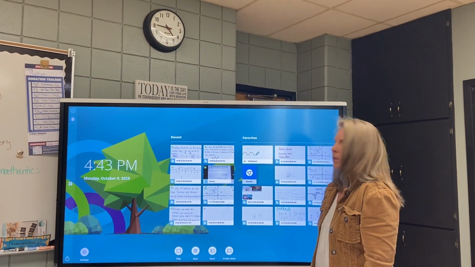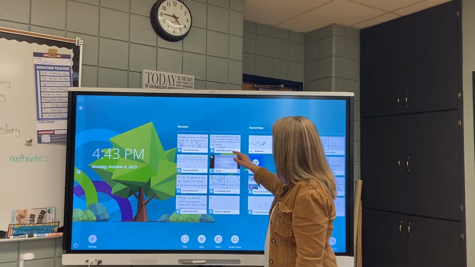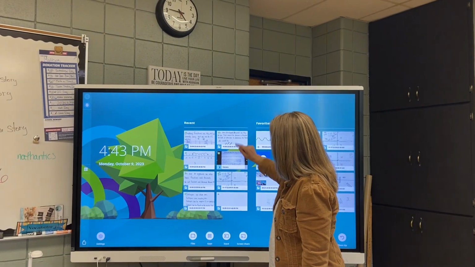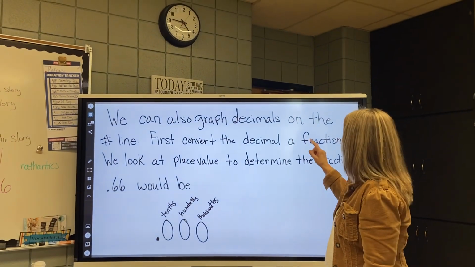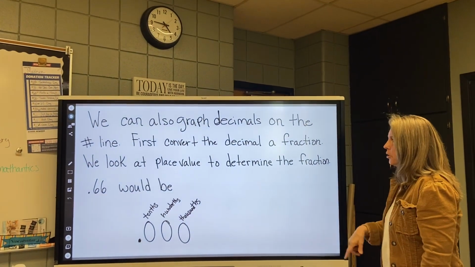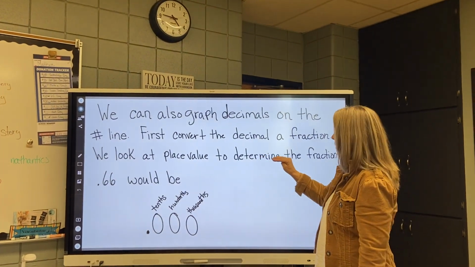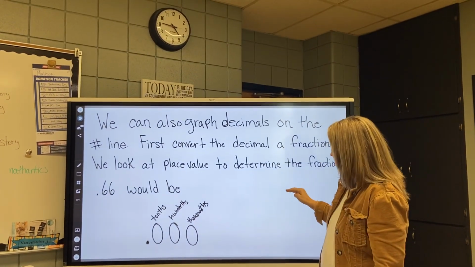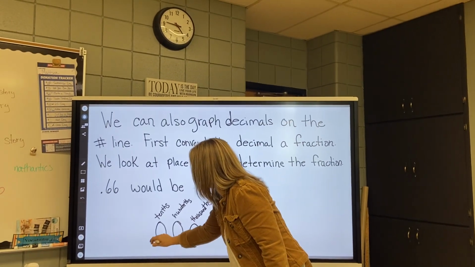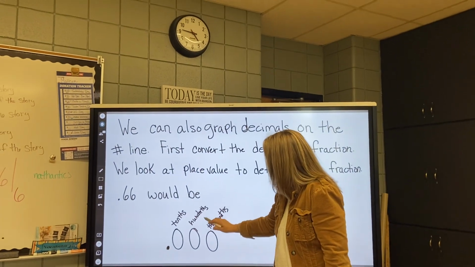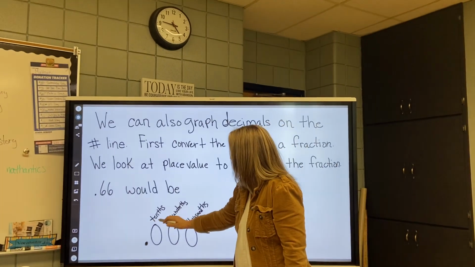Now friends, we said that rational numbers can be fractions or decimals. You can graph decimals too. We can also graph decimals on the number line. First, you have to convert your decimal to a fraction though. We look at place value when we determine the fraction. Remember our place value: you have your decimal, and then you have tenths, hundredths, thousandths. You'll probably never use thousandths when you're graphing. You'll use tenths and hundredths.